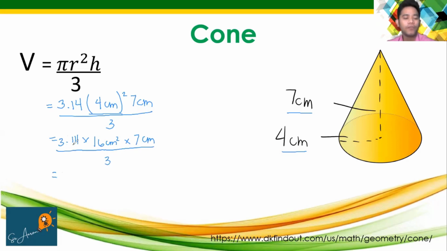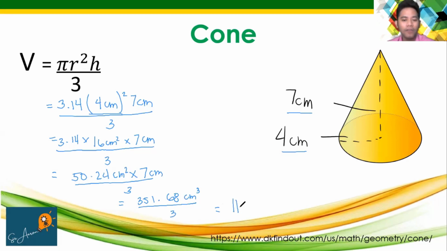So, unahin natin itong 3.14 times 16 square centimeters. Ang sagot doon ay 50.24 square centimeters. Then, imumultiply natin yun sa 7 centimeters. Then, i-divide sa 3. So, ang sagot doon sa numerator niya, ang 50.24 times 7, ang sagot 351.68 cubic centimeters. Then, i-divide iyon sa 3. So, kapag dinivide yun sa 3, ang magiging sagot na 117.226 cubic centimeters. So, that is how we solve for the volume of cone.